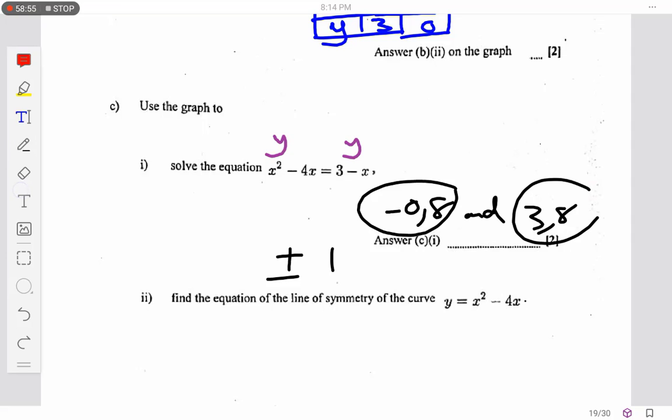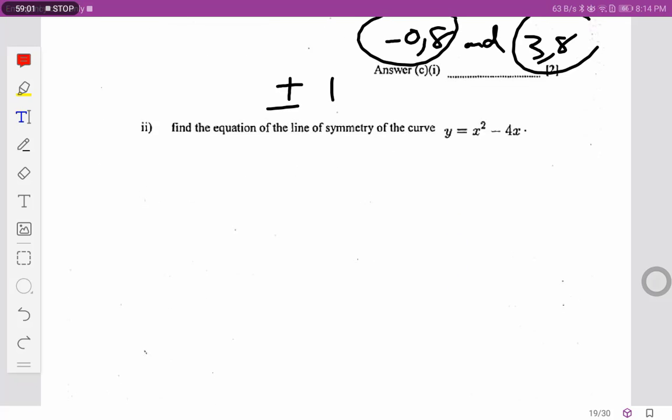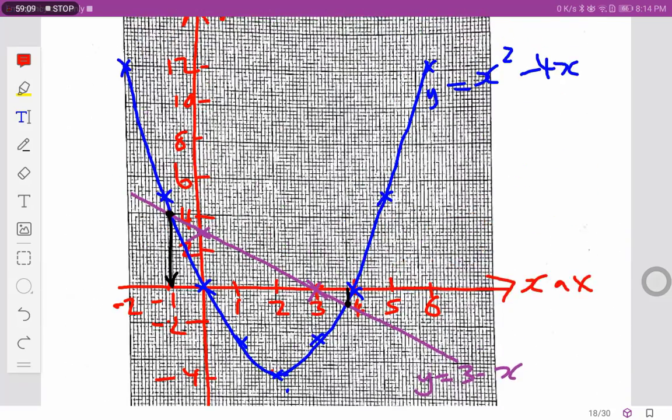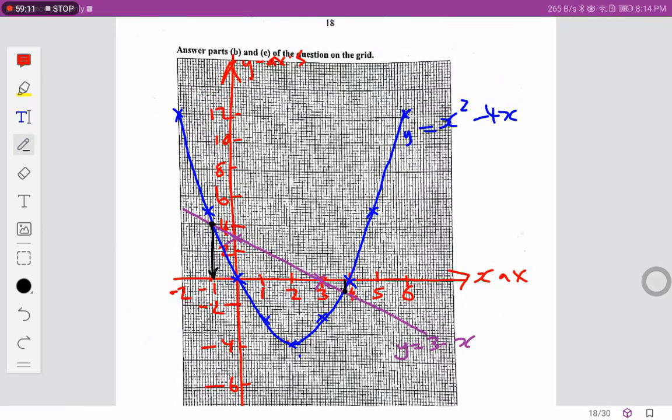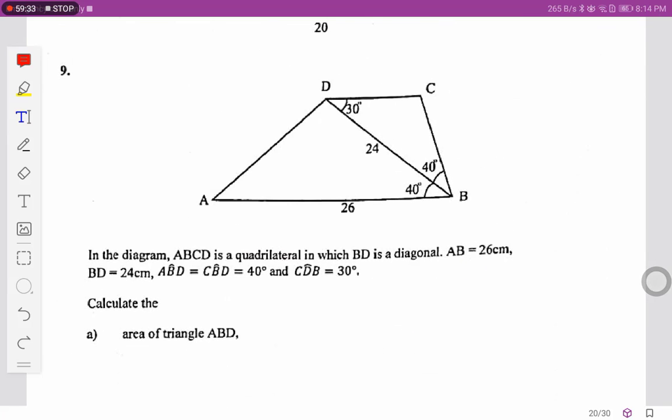Then the last part of the question is saying find the equation of the line of symmetry of y. Basically we want to find the half there. So you find the equation at the center where we are halving. Basically this side is half, this side is half. So we can say our equation is x is equal to 2. This line is x is equal to 2. So that is the equation there. Okay, let's move on to the next question. Oh, we are done with our graph.